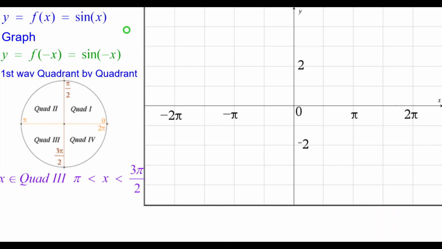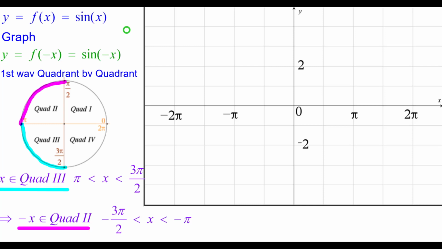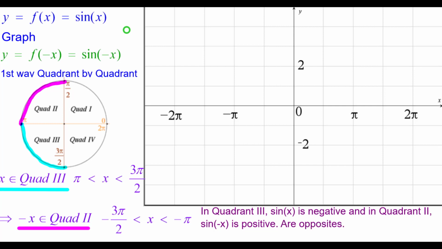And finally, in quadrant 3, when x is between pi and 3 pi over 2, its opposite is between negative 3 pi over 2 and negative pi, which is in the second quadrant. As we said before, in quadrant 3, the sine of x is negative. In quadrant 2, the sine of the opposite of x is positive. They're equal in value, but opposites in sign. So in quadrant 3, the sine of the opposite of x equals the opposite of the sine of x.